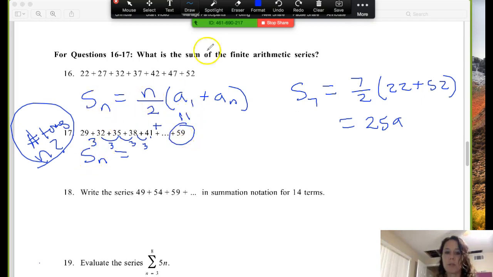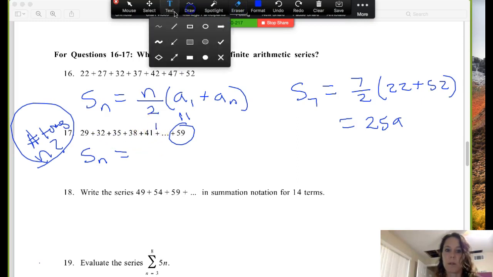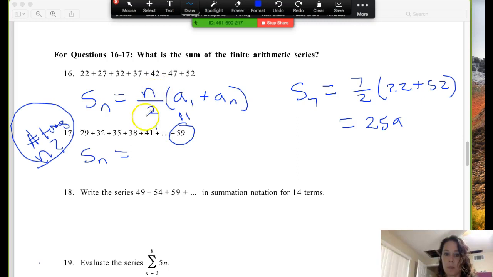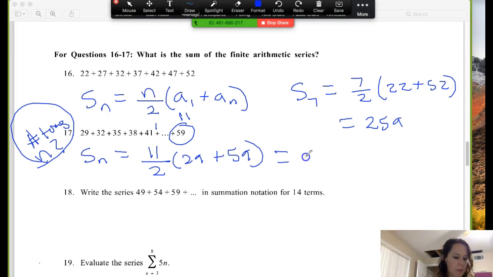So now I'm going to go ahead and use this formula for summing. There's 11 terms over 2, and then my first term is 29, plus my last term is 59. That's the 11th term. Now I can do the math: 29 plus 59, and then I'm going to multiply that by 11 and divide that by 2. And I'm going to get the sum of 484. So this one's a little more intense when they don't tell you the number of terms.